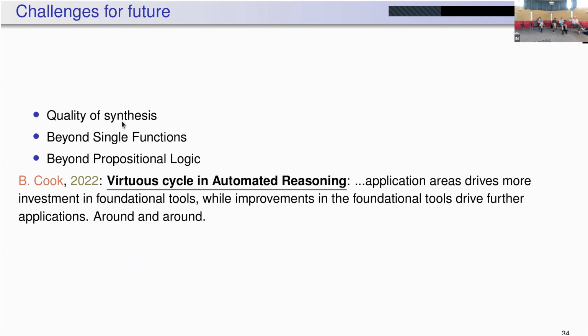And in the future, quality of synthesis, as referred to this morning, and beyond. Currently we have the specification as one formula where each y can depend on all the x's, but in general we would say that y1 depends on a subset of the x's and y2 on another subset of the x's. So this would be generalizing into Henkin quantifiers, and then of course beyond. So let's stop there.